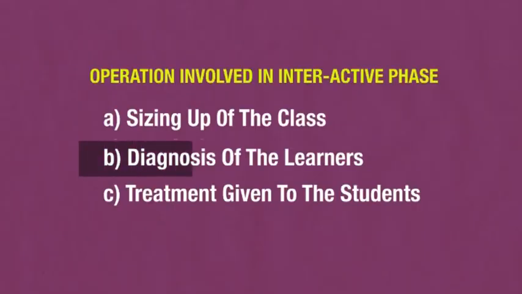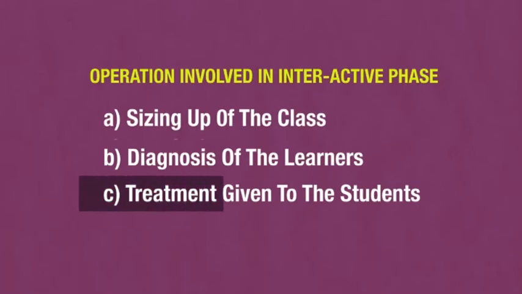The second operative is diagnosis of the learners. After a teacher has assessed his students visually, the teacher gives special attention to the learning needs of the students so that he becomes aware of individual differences, abilities, interests, attitudes, needs, and entering behavior of the students. It is done with the help of direct questions on the content.